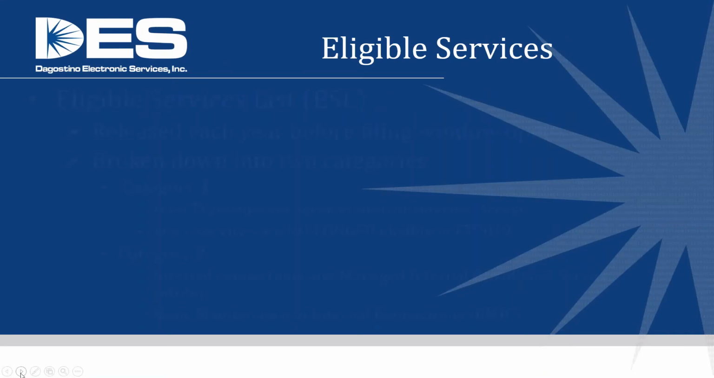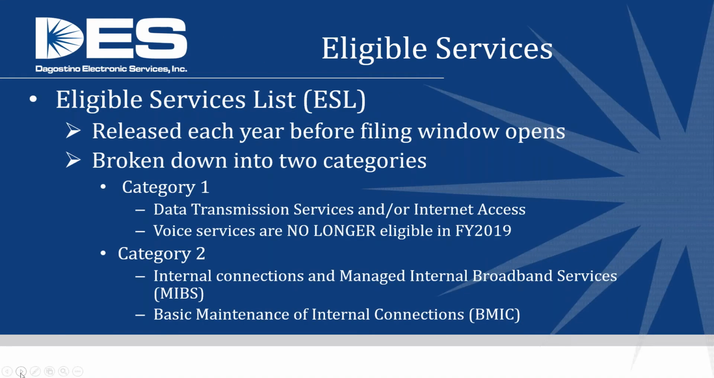All right, eligible services. Each year before the filing window opens, which is not yet open for funding year 2019, the services are broken down into two categories: Category 1 and Category 2. Category 1 is how the internet or the communication gets to the building. Category 2 is how that internet is then distributed across the building or buildings.